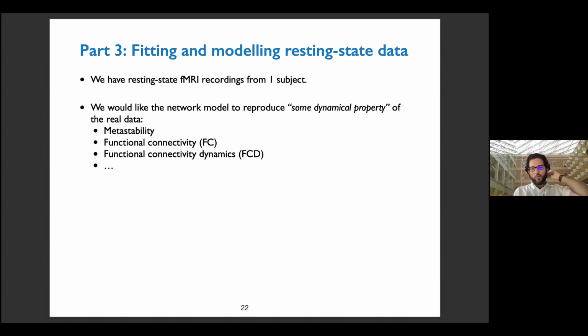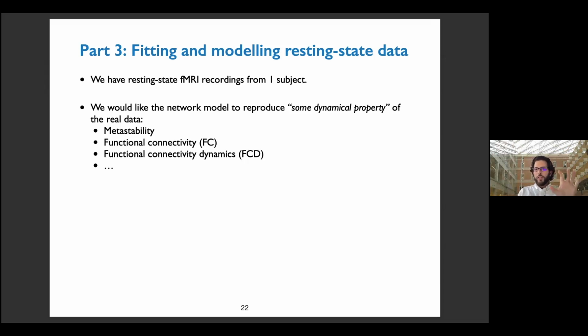So now we have these resting state fMRI recordings, we have our model, and the main objective here would be to get the network model to reproduce some dynamical properties of the real data. And we have basically two parameters that we can tune: a bifurcation parameter and the global coupling. G is just one parameter, and we have A, one for each node. So we can play with all these parameters, change all of them and try to see if the model can reproduce some dynamical property.